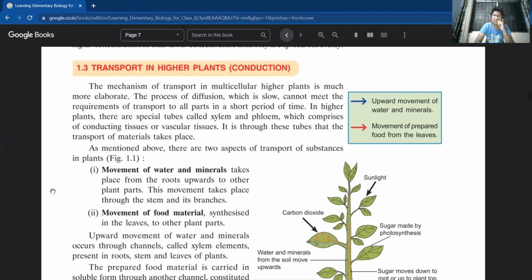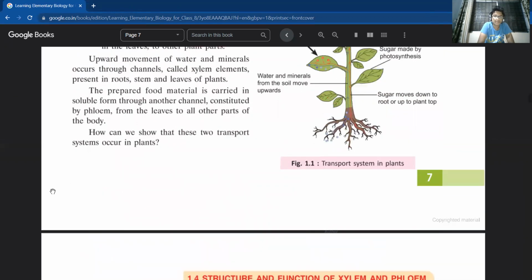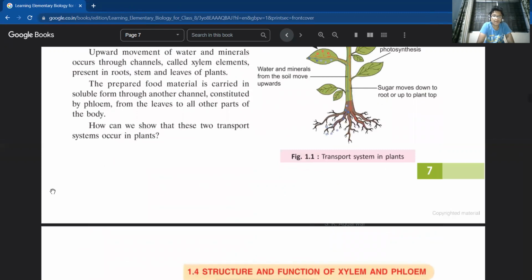As mentioned above, there are two aspects of transport of substances. If you have studied in seventh grade, you might have learned about xylem and phloem. They both move in different directions, which we will learn later in this chapter. The two aspects are movement of water and minerals, and movement of food material. Upward movement of water occurs through the xylem, and downward movement is through the phloem. Downward movement means material carried from the top of the leaf to the roots.